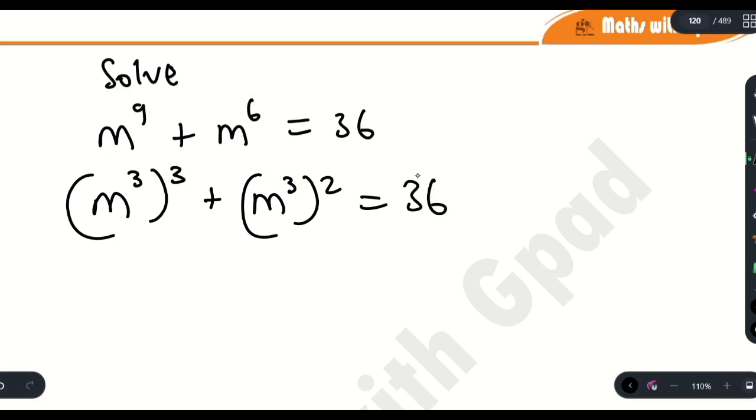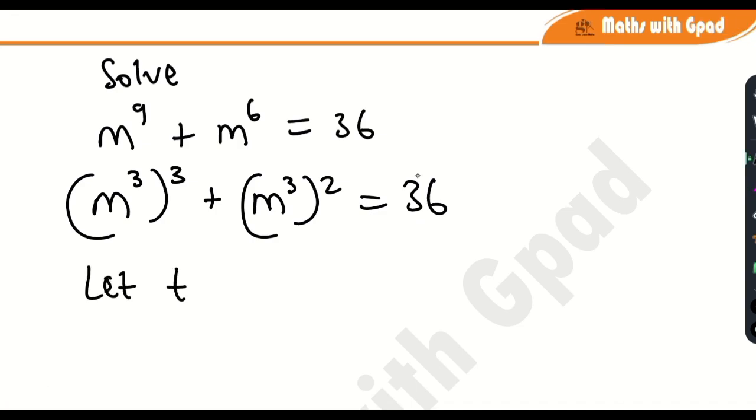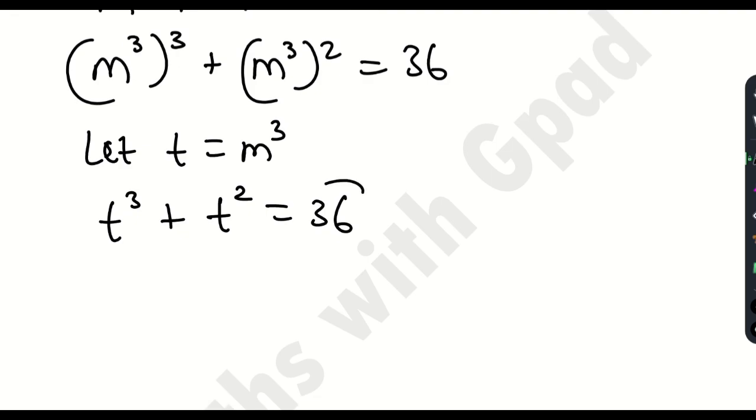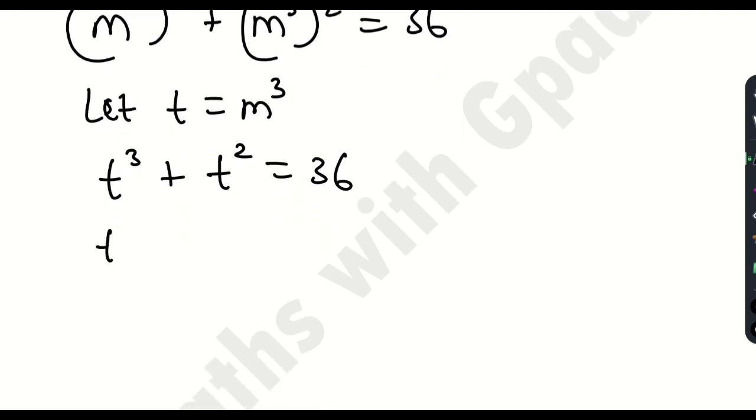Now that we have m raised to the power of 3 here and m raised to the power of 3 here, why can't we just set it to another variable so that we just have a reduced exponent? So we can say let t be equal to m raised to the power of 3. Then you simply substitute t for m raised to the power of 3. So it's going to be t raised to the power of 3 here, and then plus t raised to the power of 2 is equal to 36. So let's move 36 to the left hand side. I'm going to have t raised to the power of 3 plus t raised to the power of 2 minus 36 is equal to 0.